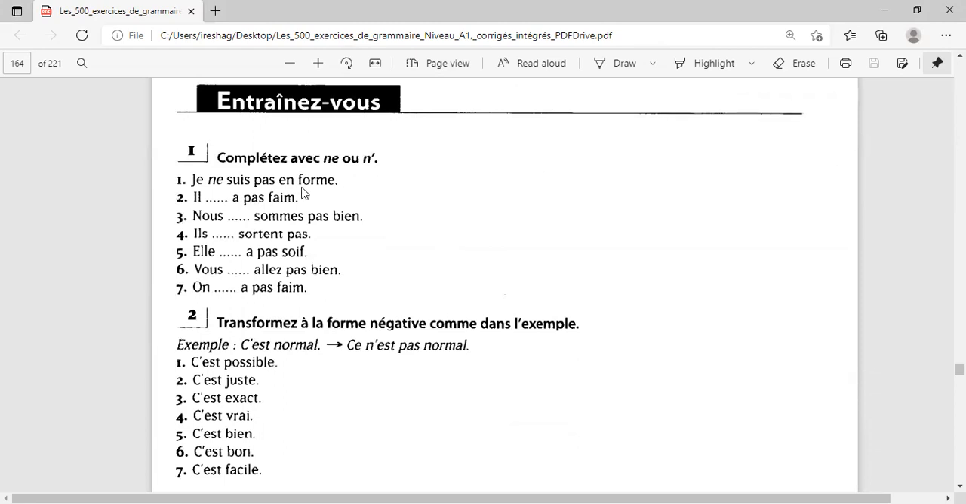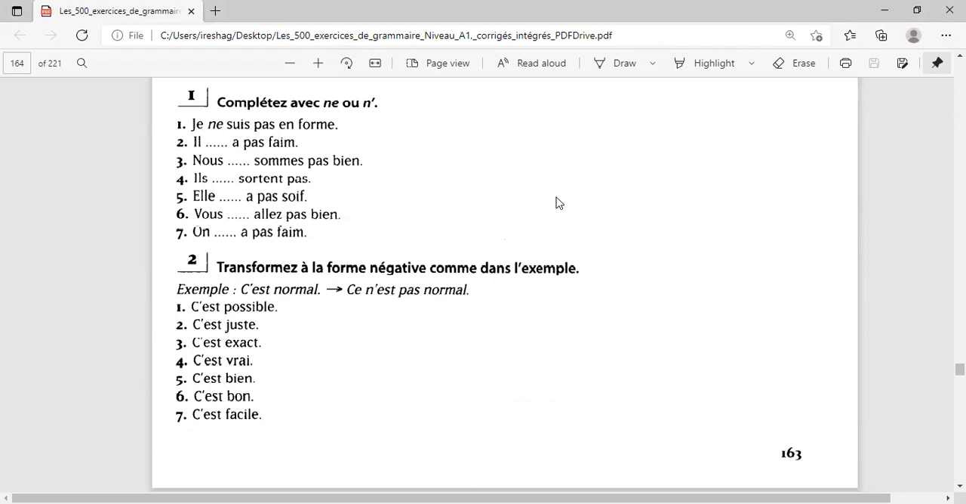Complétez avec ne ou n'. This is easy. You need to fill in with ne or n'. When there's a vowel, you need to put an apostrophe. And I want you to do this one also. Transformez à la forme négative comme dans l'exemple. Here you need to transform the entire sentence to negative form. C'est normal becomes ce n'est pas normal. You understand the format or not? Yes. Okay. Do questions 1 and 2 both. If you are not working with the printed copy, write down the entire sentence because I am giving you the meaning as well. Okay? Go ahead.